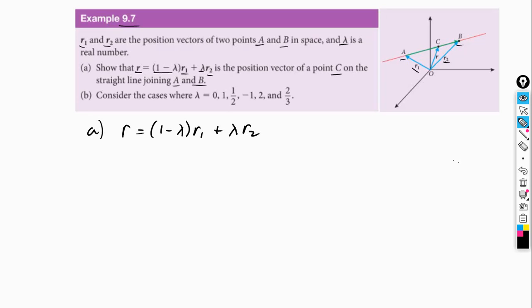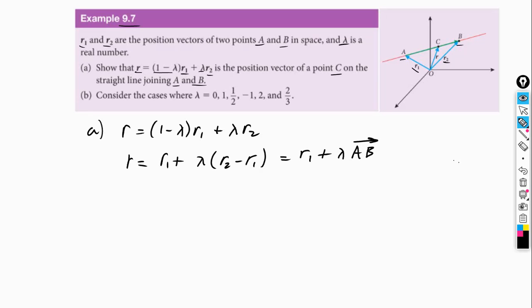Okay, so what we're going to do here is rearrange this equation, and notice that we can get that r is equal to r1 plus lambda times r2 minus r1. But r2 minus r1, we know that this part here is equal to vector AB. In other words, this is equal to r1 plus lambda times vector AB.